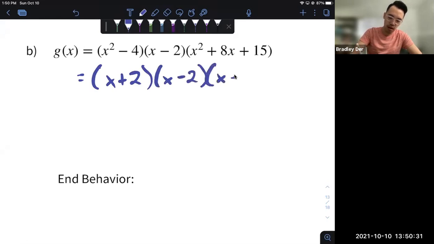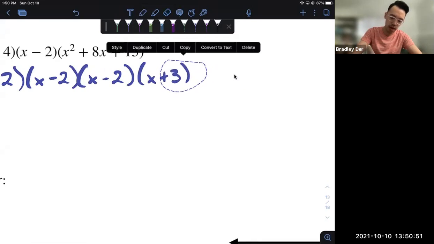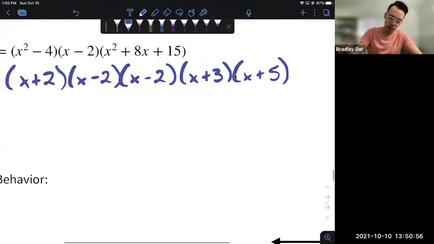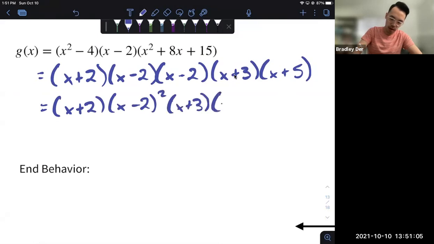We still have another x minus 2, right? So the first x minus 2 coming from our x squared minus 4 when we factor it, but there was still one right next door. 2 of those. And then factoring here, x squared plus 8x plus 15: x plus 3 and x plus 5. That seems right. So that would give us x plus 2, x minus 2 squared, x plus 3, and x minus 5.